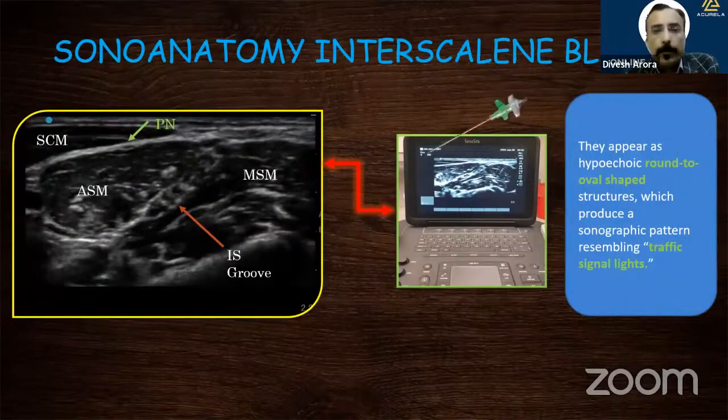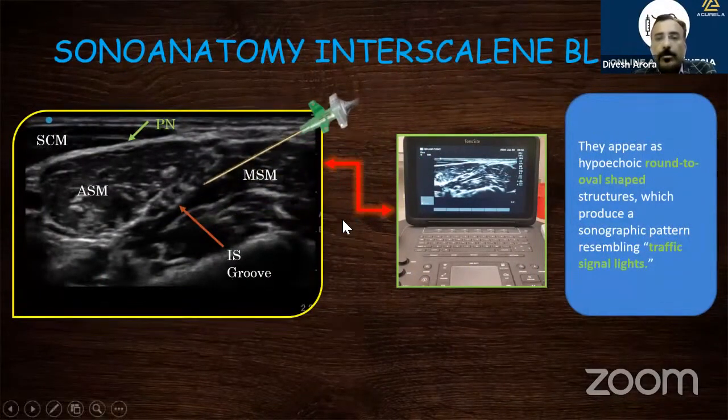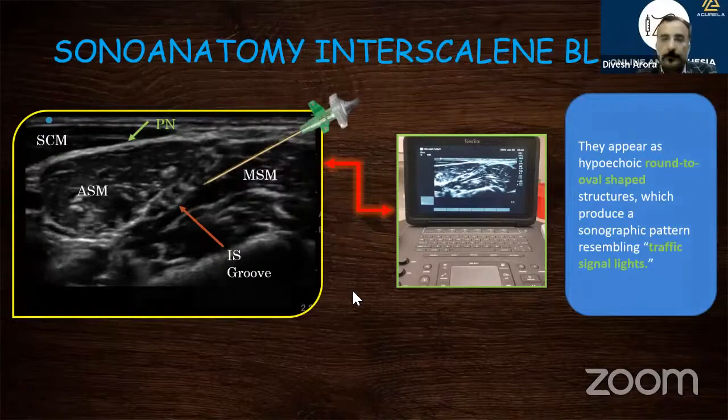So once we place the probe in the interscalene area close to the cricoid cartilage, this is what we get: the posterolateral edge of the sternocleidomastoid, anterior scalene muscle, middle scalene muscle, and the interscalene groove with the nerve roots stacked one above the other. And on top of the anterior scalene muscle, we can see the phrenic nerve. So how do we recognize them? These are generally round to oval hypoechoic structures with a very thin rim of hyperechoic connective tissue.